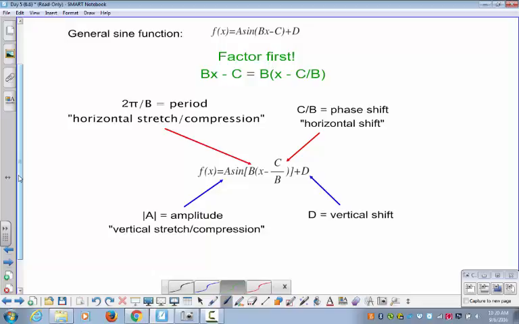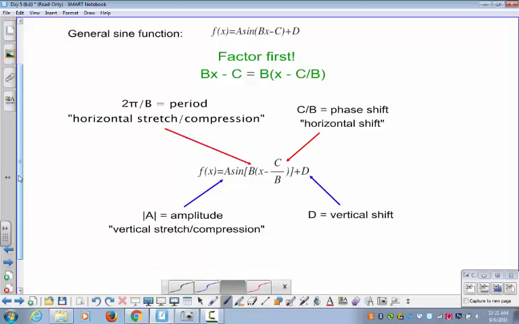So on the outside, if the coefficient is bigger than 1, we're vertically stretching. On the inside, if that number is bigger than 1, are we horizontally compressing or horizontally stretching? If that number is bigger than 1. Right there.